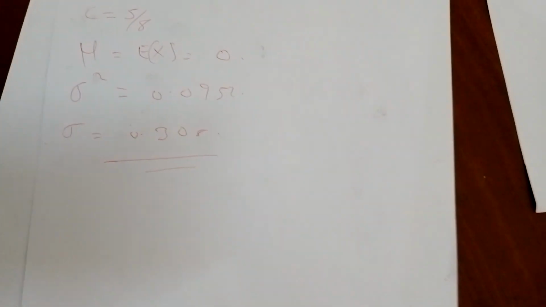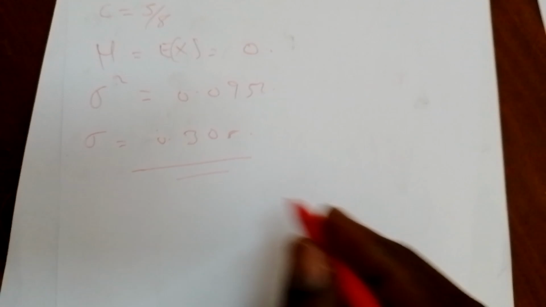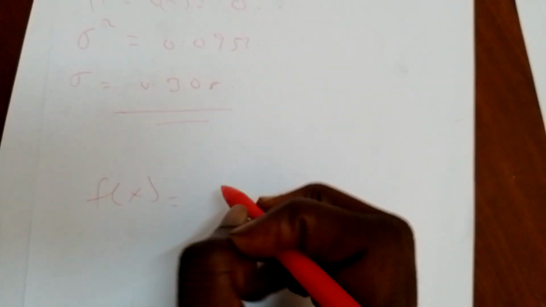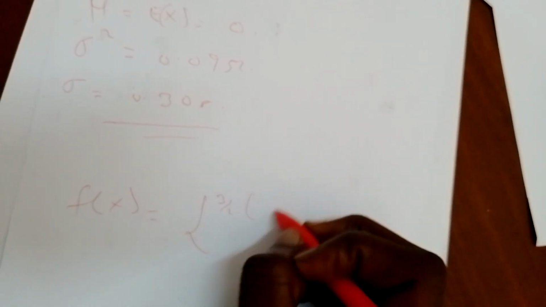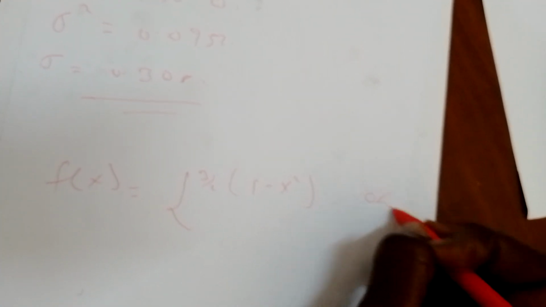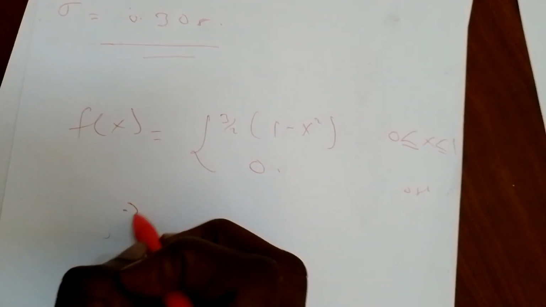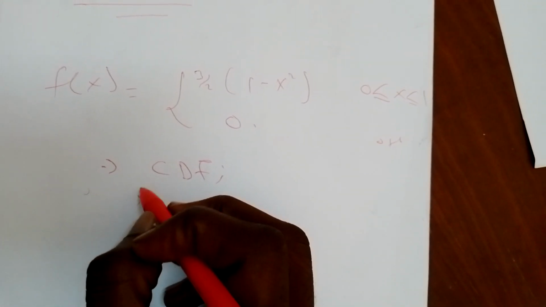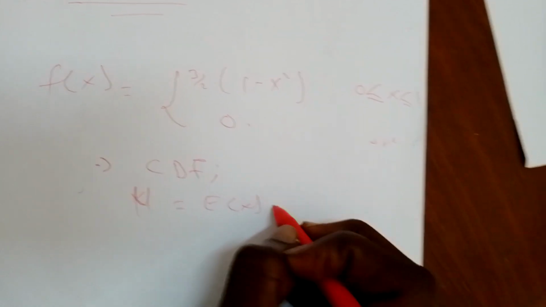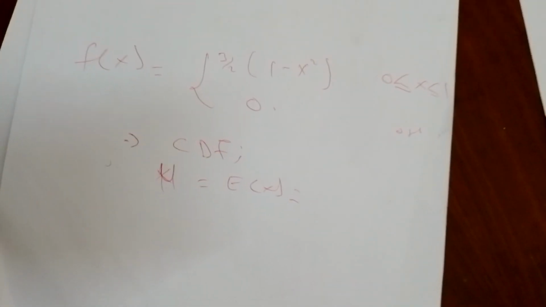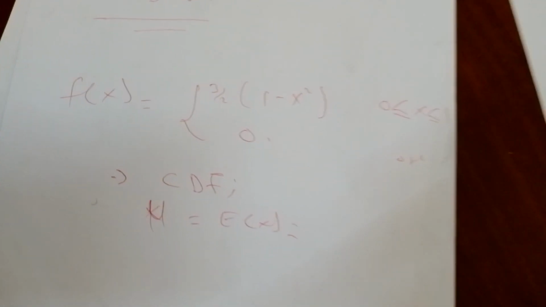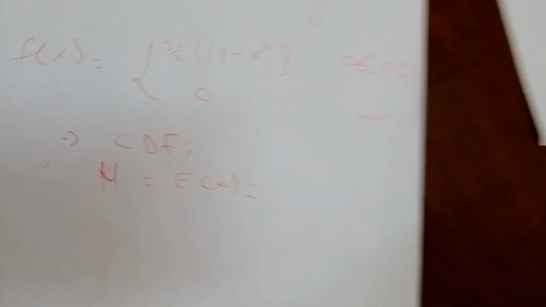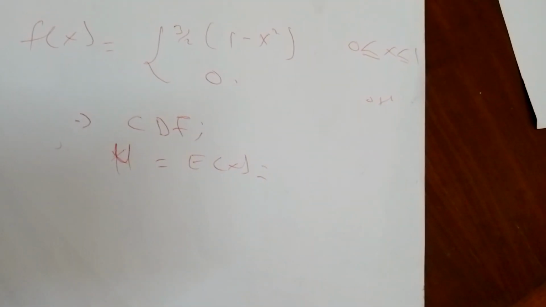There's another example that says we're working with f of x, and your piecewise function is 3 on 2 times 1 minus x squared, for 0 less than or equal to x less than or equal to 1, and otherwise it gives you 0. Now you are asked to, 1, find your CDF, and 2, calculate the mean or E of x. To make this video short, I'll just put the answers down, and then you solve it too and see what you get.